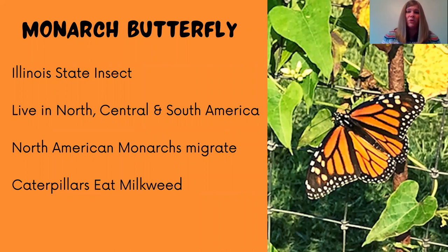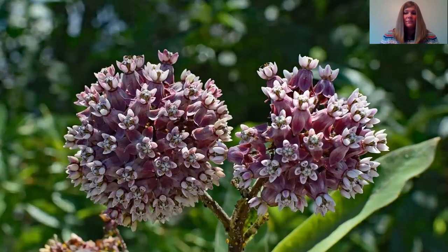Now, something really important to monarchs are milkweeds. Milkweeds are actually the only plant that monarch caterpillars eat. And milkweed is actually poisonous. So when the caterpillars eat the milkweed, they actually become poisonous themselves, and then predators won't eat them. So in recent years, there's been a really big push to plant more milkweed in Illinois so that there's a bigger food source for the monarch butterflies.